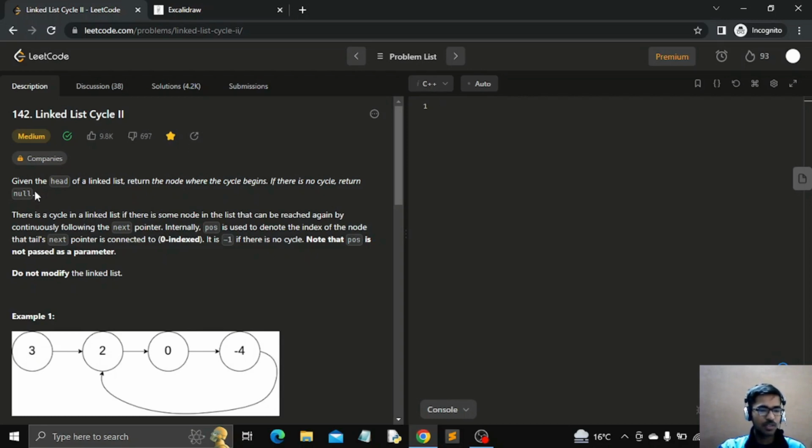According to the problem statement, we are given the head of a linked list and we need to return the node where the cycle in that linked list begins. If there is no cycle, we need to return null.